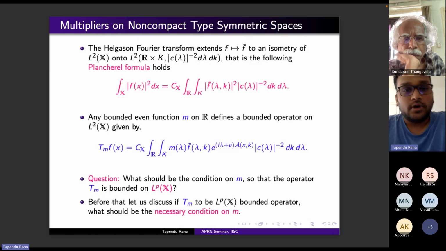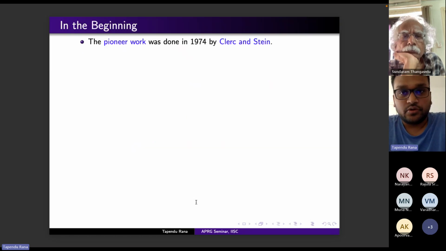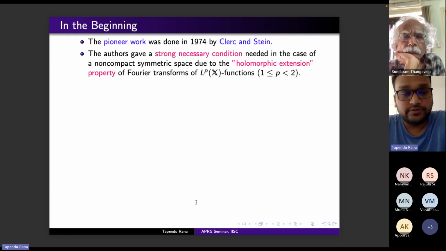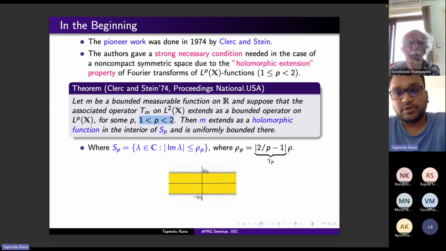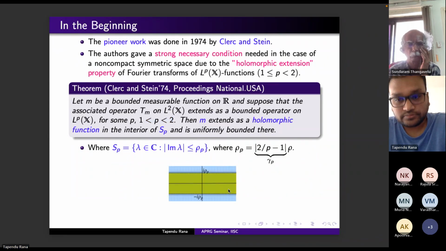Okay, and this work was actually initiated by Clerc and Stein in 1974, but they realized that in this setting of non-compact type symmetric spaces, a strong necessary condition is needed due to the holomorphic extension property of the Fourier transform of LP(X) functions. And in fact they showed: suppose m is a bounded measurable function on R, and suppose that the associated operator Tm on L2(X) extends as a bounded operator on LP(X) for some 1 less than p less than 2, then m extends as a holomorphic function on the interior of the strip S_p and is bounded there. So S_p means this strip, where rho_p is equal to the modulus of 2 by p minus 1 times rho, where rho is a constant depending on the symmetric space X.